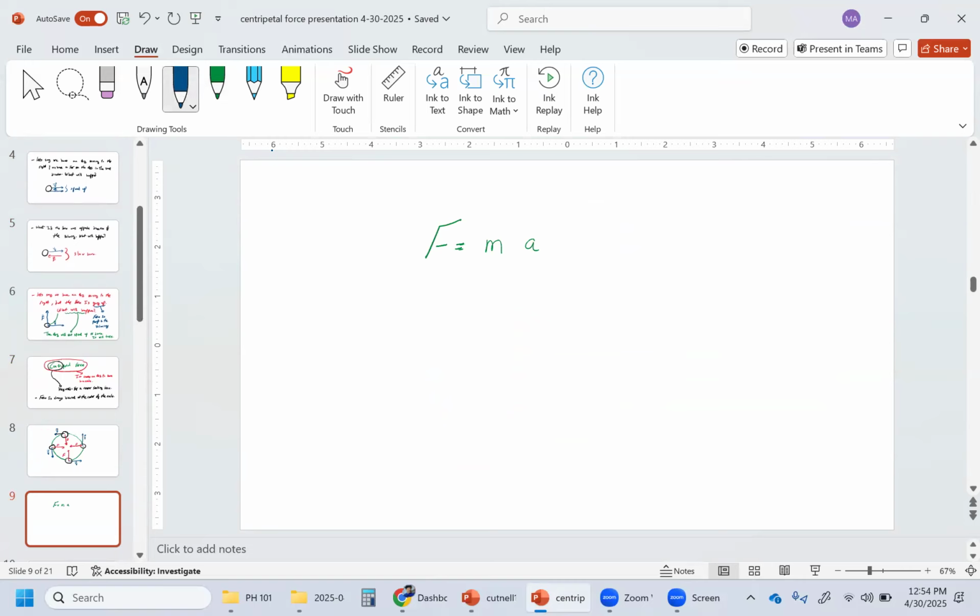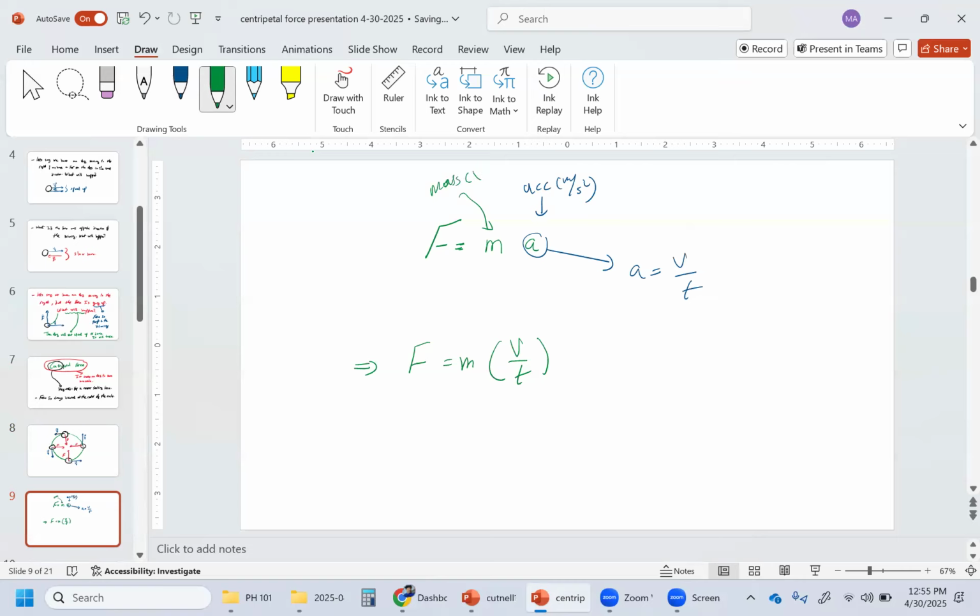We defined the acceleration as velocity over time. So that means our force is going to equal this mass times your v over t, which is your velocity over your time. Let me go ahead and label this out. So this is our acceleration, which is going to be meters per second squared. This little fella is our mass, which is in kilograms.